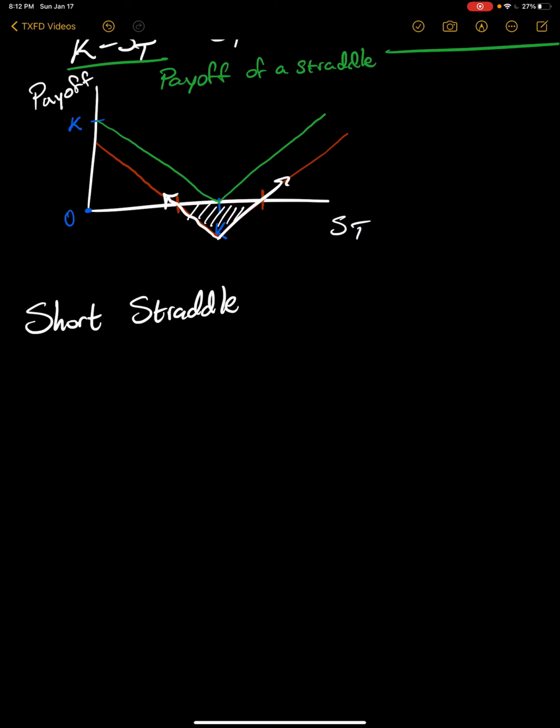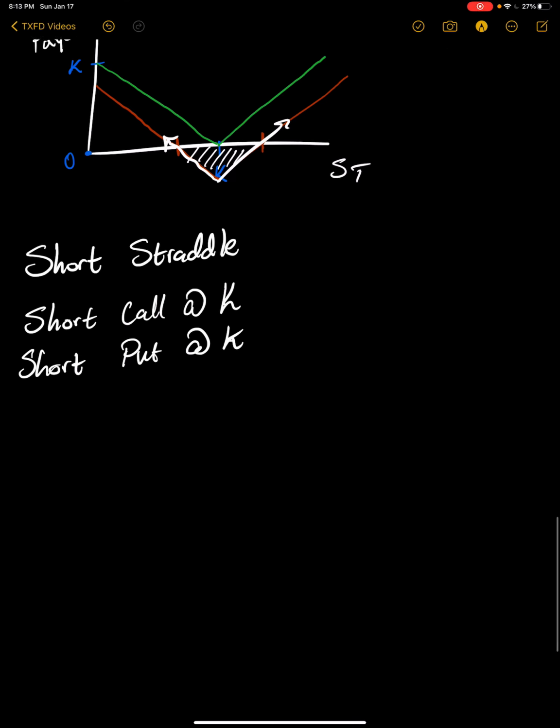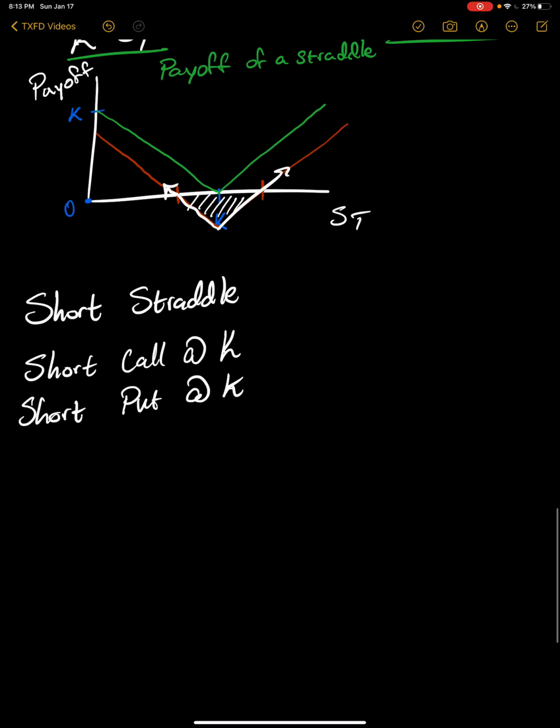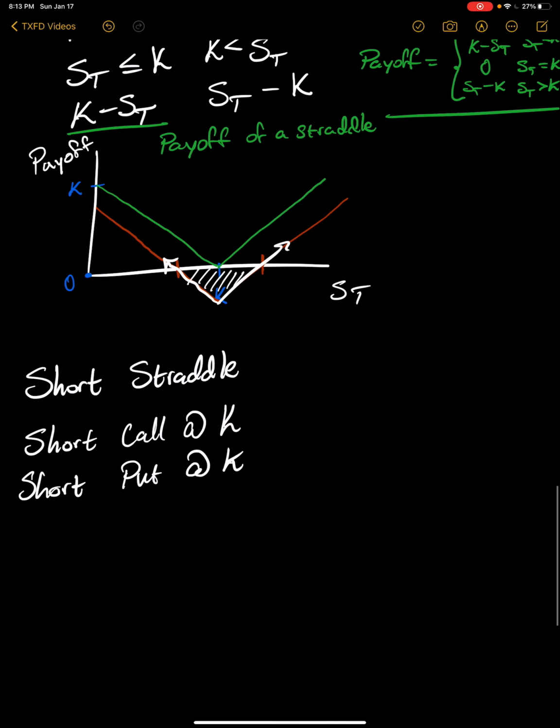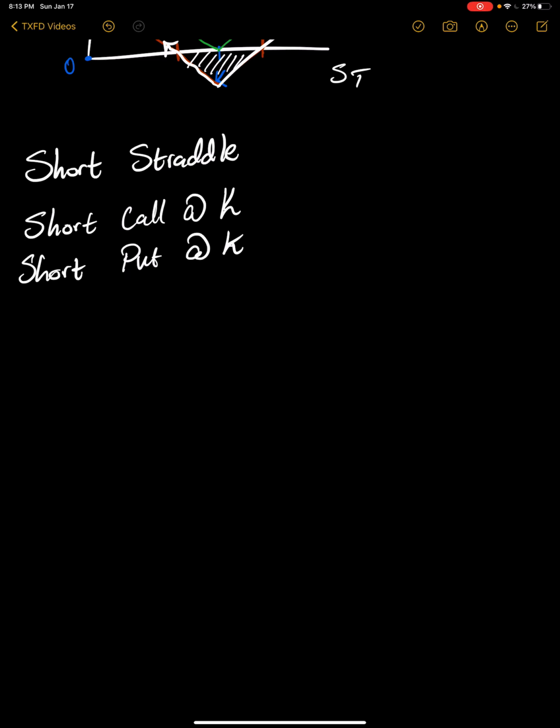So the short straddle is just the opposite. It's short a call at K, and it's short a put at K. And it's going to look just like an inverted version of what we have up here. So the short straddle, the idea is that the payoff's always going to be negative, right? At best it's going to be zero, because let's write it out here. We're going to have negative. We're short, so it's negative.